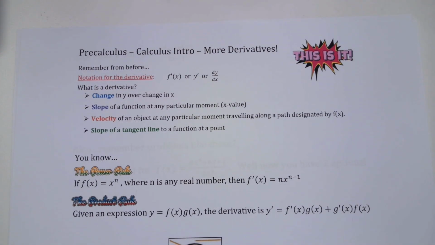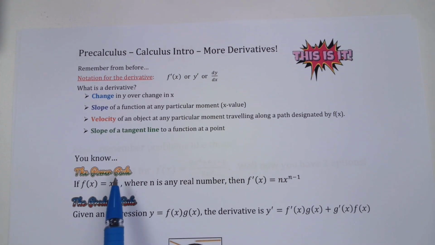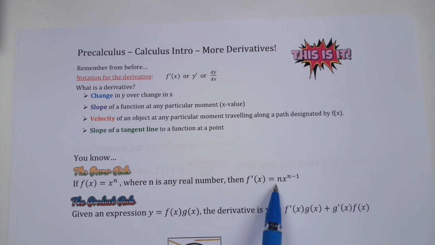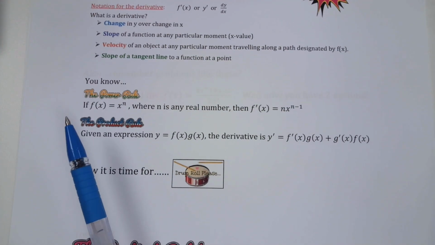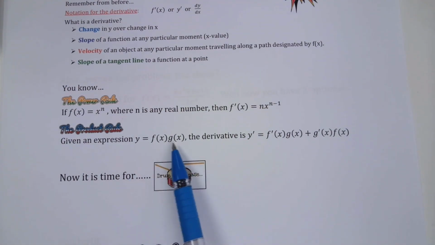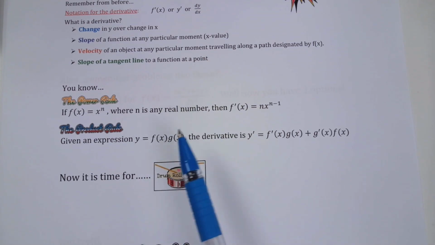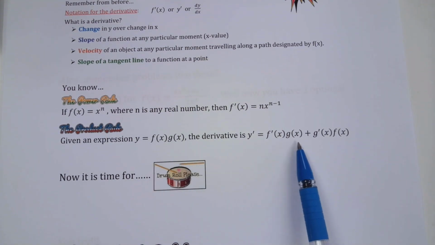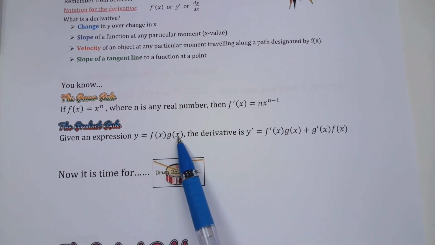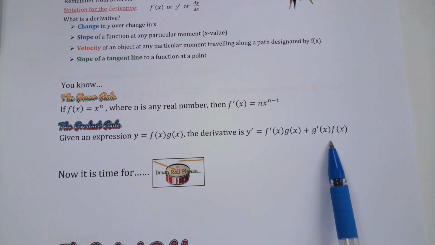All right, so remember that you already know the power rule, right? That's where you multiply the power times the coefficient and take one away from the power. We did that before. You already know the product rule, where if you have a product of two things and you're trying to do the derivative, you do the derivative of the first one multiplied by the original second part, then you add the derivative of the second part multiplied by the original first part.